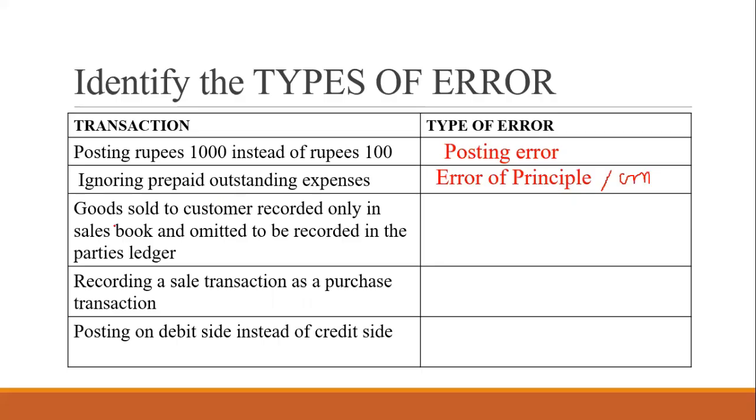The next, goods sold to a customer recorded only in sales book and omitted to be recorded in the party's ledger. Yes, yes. Okay, two of you have given the answer as omission, partial omission to be precise. And yes, it is error of partial omission. Perfect. Second last, recording a sale transaction as a purchase transaction.